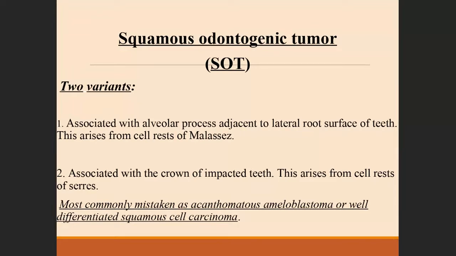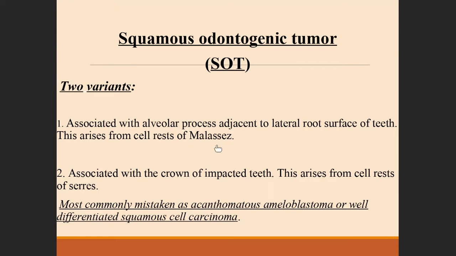Now this SOT, this is a short form, but you try to remember it in the full form, okay? That is squamous odontogenic tumor. It has two variants. One is seen within the jaw bones associated with the alveolar process adjacent to the lateral root surface area of the tooth. So you can see it just like your lateral periodontal cyst and all, in the lateral root area. And this variant is thought to arise from the rests of Malassez.